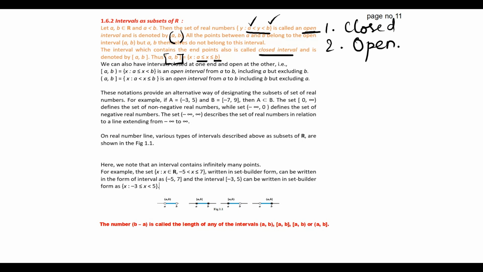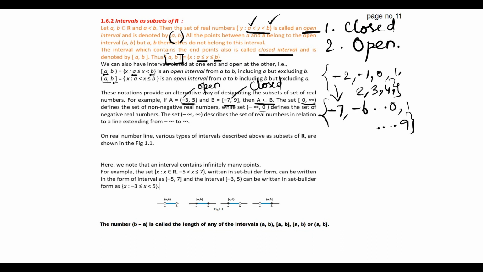Whereas in the case of a closed interval, it will include the number. For example, x is greater than or equal to a, so equal to a includes a also. Less than or equal to b includes b also, and this is represented by the square bracket. So these are the two differences. Consider this example, square bracket of a comma b. Here a is closed whereas b is open. In the next condition, a is open and b is closed. So these two are different.